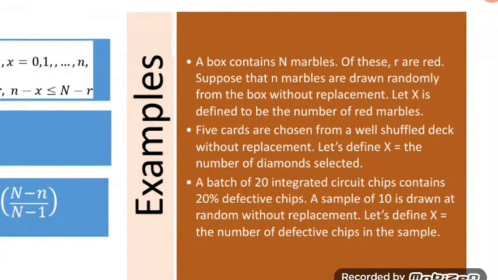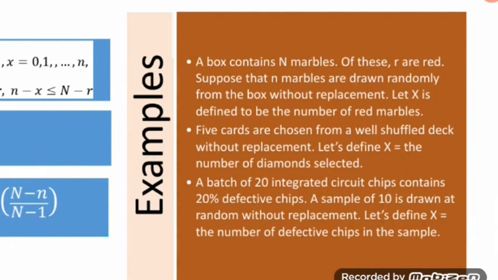The first example is if we have a box containing capital N marbles. Of these marbles, small r are red. Suppose that n marbles are drawn randomly from the box without replacement, and x is defined to be the number of red marbles. In this way, x belongs to the hypergeometric distribution with capital N, small n, and small r.